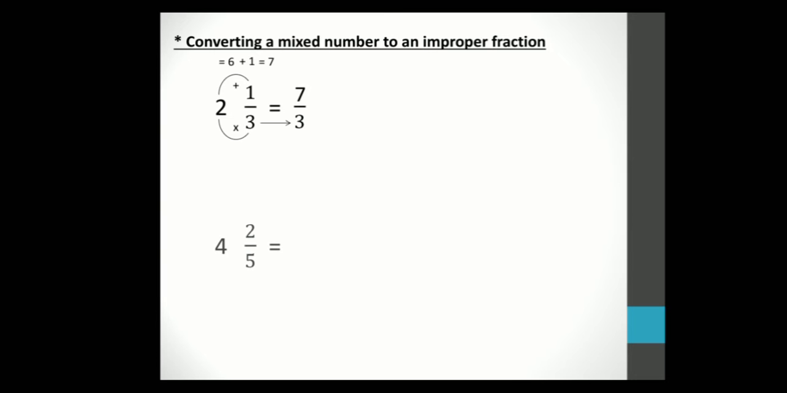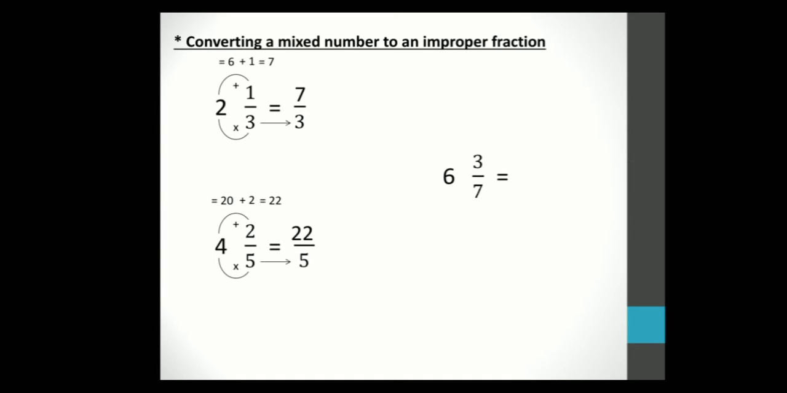Another one. I have 4 and 2 over 5. I need to convert 4 and 2 over 5 to an improper fraction. The first step, we take 5 and put it down as it is. And then times plus. So I make 5 multiplying by 4, the result will be 20. And 20 plus 2, so it will be 22. Now the result will be 22 over 5.